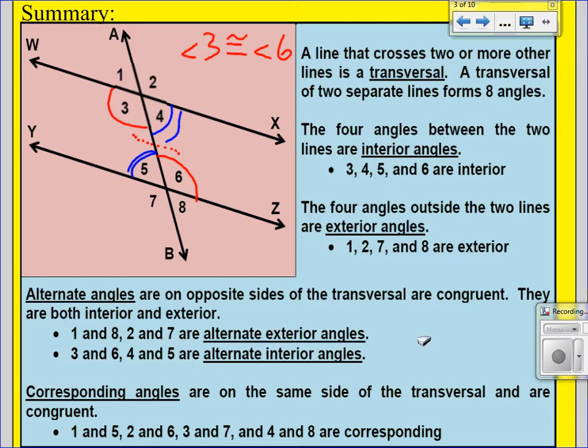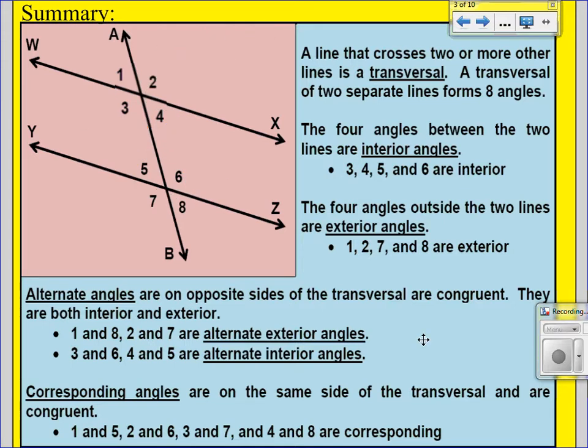You need to know what this vocabulary is. We're going to use it anytime something says justify your answer. You need to know these phrases. So if on a test you write that angle 3 equals angle 6 and it says why, you need to write because they are alternate interior angles. That's your justification.